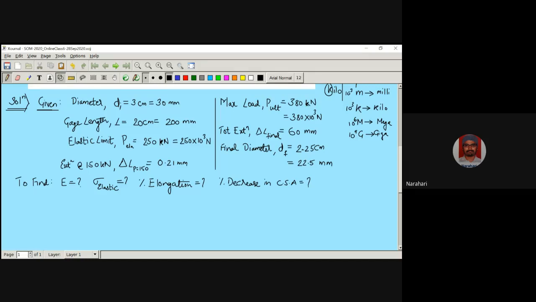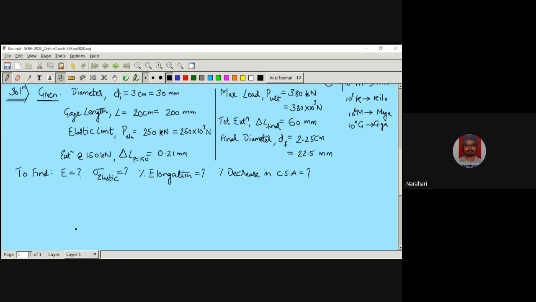What is the first thing that you should do? Write the formula. But before you write the formula, there are some initial calculations you can do. For example, the initial area, A initial. For calculating sigma, you require area. For calculating decrease in cross section, you require area. So you can calculate it without bothering about the other formulas. The initial area is pi d i square by 4.